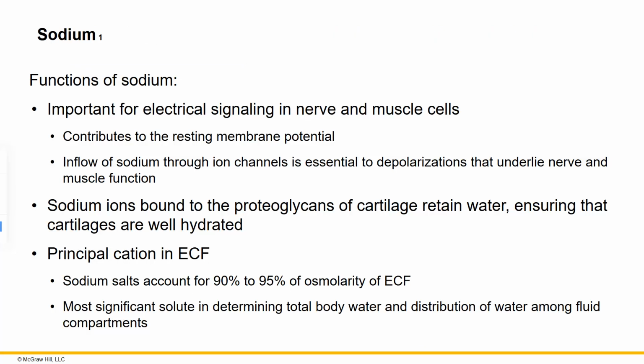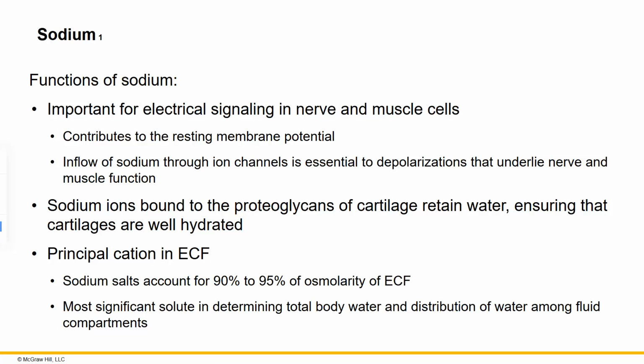So now we're going to talk about individual electrolytes and then what happens if you have too many or too few of each one of those. So, sodium. Sodium is important for electrical signaling in nerve and muscle cells. It contributes to the resting membrane potential. An inflow of sodium through ion channels is essential to depolarizations that underlie nerve and muscle function.